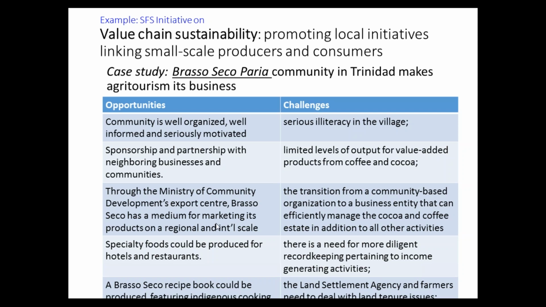A third and last lesson that could be learned from this case study that the FAO did, is that the Brasso Seco community has developed the capacity to engage public and private sector agencies effectively, meaning that consequently relationships have been developed between individuals such that collaboration is based on strong personal and institutional relationships. So that is the case of the Brasso Seco Paria community in Trinidad.